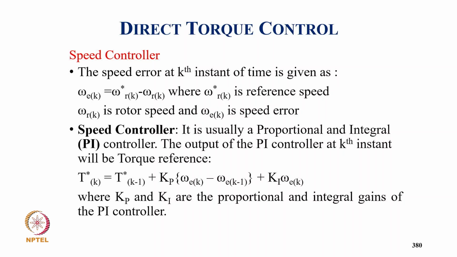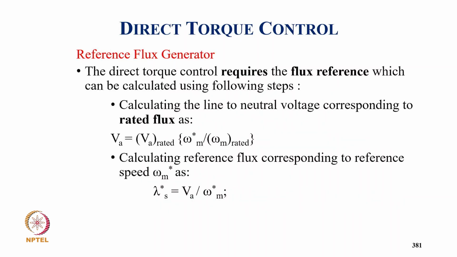The output of the PI control is T k star equal to T k star minus 1 plus Kp in bracket omega e k minus omega e k minus 1, plus Ki omega e k, where Kp and Ki are the proportional and integral gains of the PI control. So coming to the reference flux generator, the direct control requires a flux reference, which can be calculated using the following steps: calculating the line to neutral voltage corresponding to rated flux, V equal to V A rated in bracket omega m star upon omega m rated, and calculating the reference flux corresponding to omega m star, lambda m dash equal to V A upon omega m star.